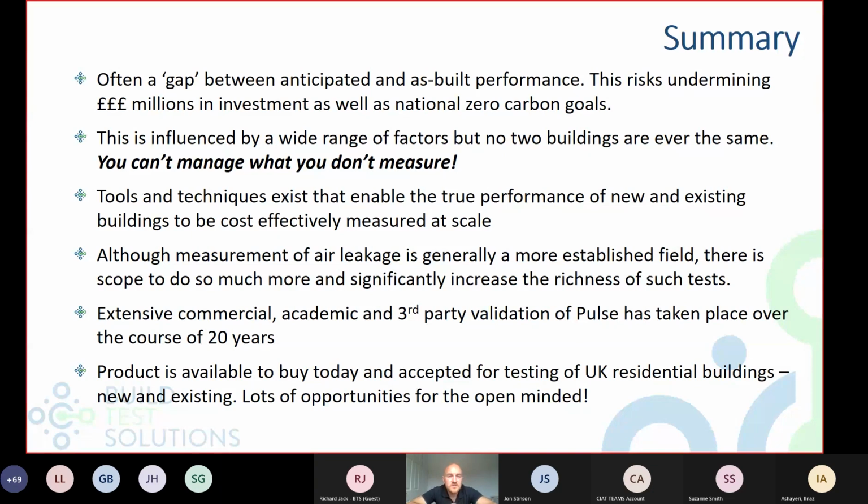Pulse has been subjected to extensive commercial, academic and third-party validation over 20 years, and the product's available today, accepted in the UK and hopefully in Scotland very soon. Certainly already under PAS 2035, but hopefully also on the new build. And I encourage you all to have a very open mind as to the opportunities presented by measurement and Pulse. And I will stop there if that's okay, John.